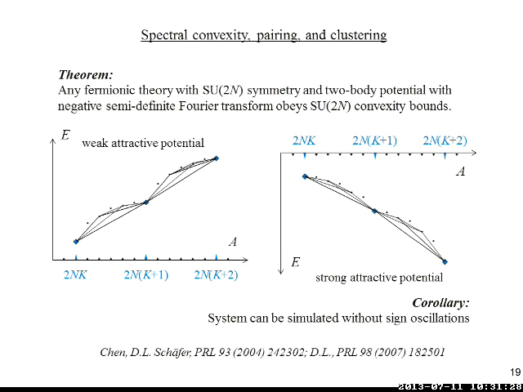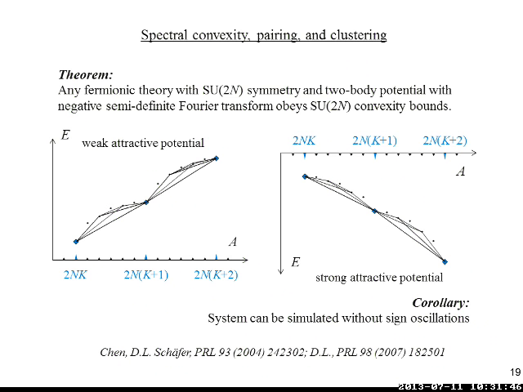Here is the energy of the ground state of the system. If you have a weakly attractive potential, then you can consider your system in a trap or some sort of a box. It doesn't matter what the confining system is. But if it's a strongly attractive system, it's self-bound, and so the energies are negative.